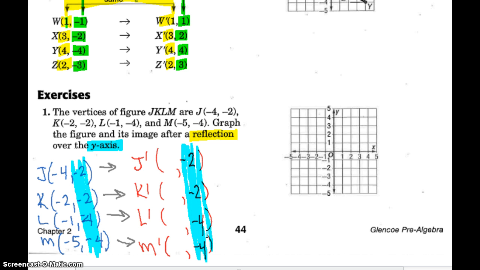What do I do to the x values? Who thinks they know? Mason? Flop's not a very mathematical term. Kennedy, what do I do? The opposite. So if it's negative 4, I'm going to write down what, Kennedy? 4. Negative 2, 2. Negative 1, 1. Negative 5, 5. All right. So now we have a task. We've got to plot our original and our new coordinates and see if they reflect.